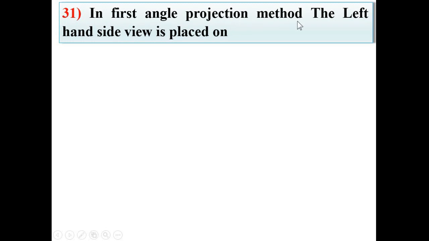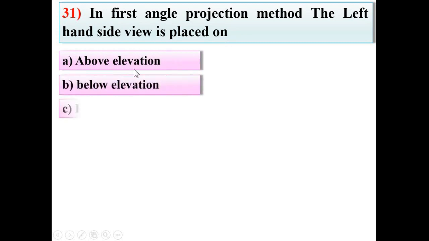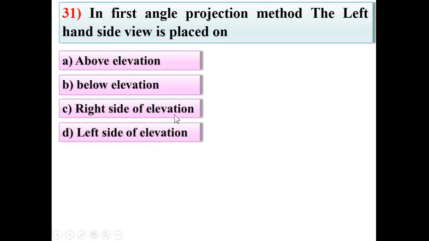In first angle projection method, the left hand side view is placed on: above elevation, below elevation, right side of elevation, left side of elevation. So first I will show you the respective position of all the views in case of first angle projection method.